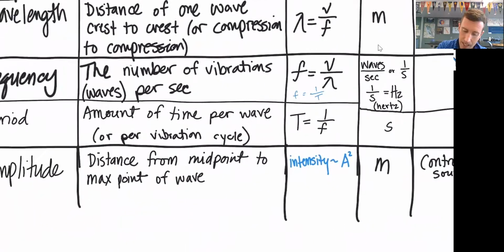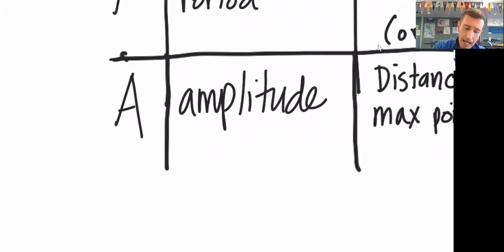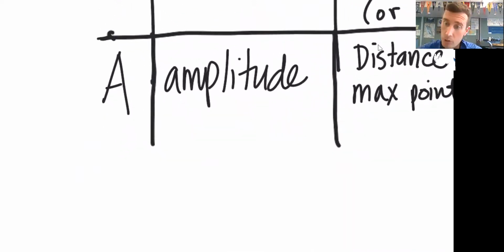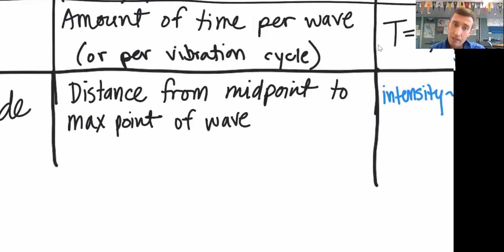And then finally, our last piece to add is going to be capital A, which represents amplitude. And the amplitude is the height of the wave. So it is the distance from the midpoint of the wave to the maximum point of the wave. So the distance from the midpoint or the midline up to the maximum.